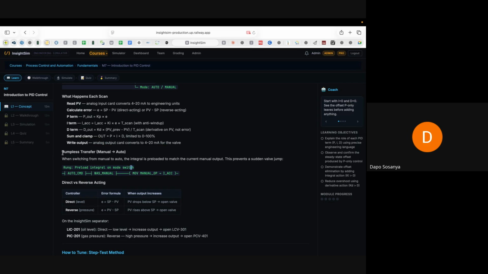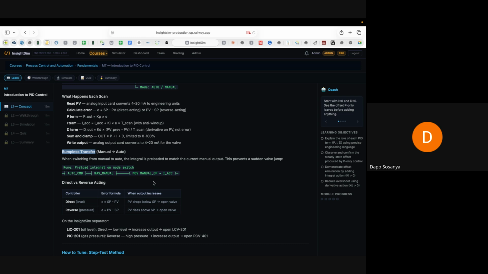And then there is a term we call the bumpless transfer. That is the transition between manual and auto, right? So when switching from manual to auto, the integral is preloaded to match the current manual output. This prevents a sudden valve jump, right?